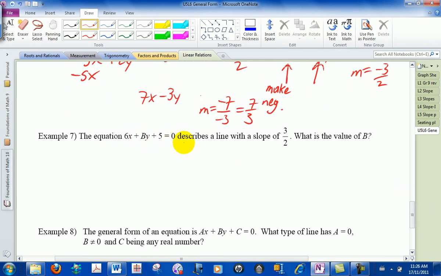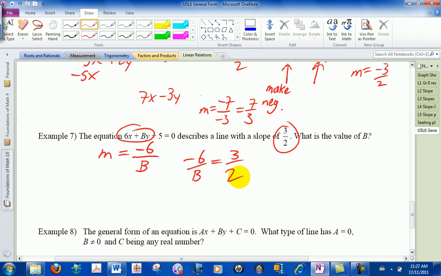Now, next one. Here's the equation. There's your slope. What's the value of b? So now, I want you to use the exact same thing. What's your slope going to be for this line? It's a number divided by a letter. Beth. -6 divided by b? Perfect. So what does that have to equal then? If it's the same slope, -6 over b has to equal +3 over 2.